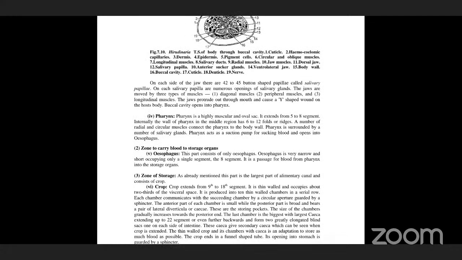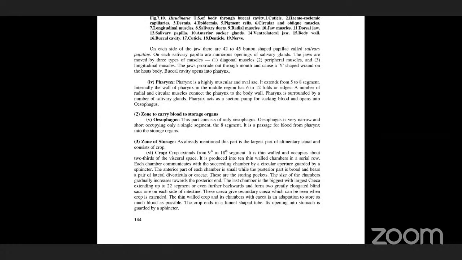blood. On one side of the jaw there are 42 to 45 button-shaped papillae, which are called salivary papillae. The salivary papillae open into the salivary glands. These jaws are moved by three types of muscles: diagonal muscles, peripheral muscles, and longitudinal muscles. The jaws form a Y-shaped wound on the host body and they suck the blood.